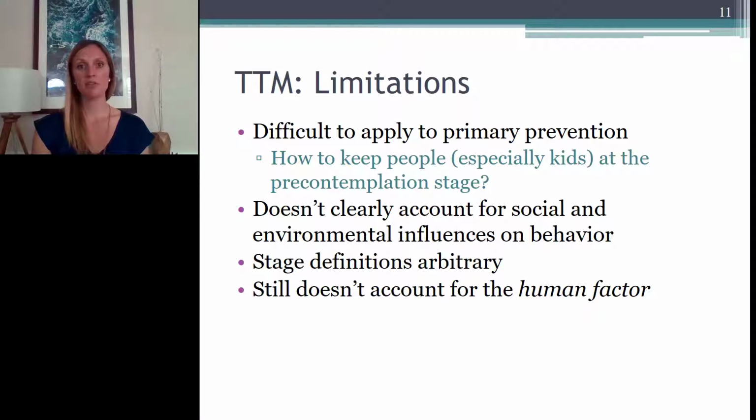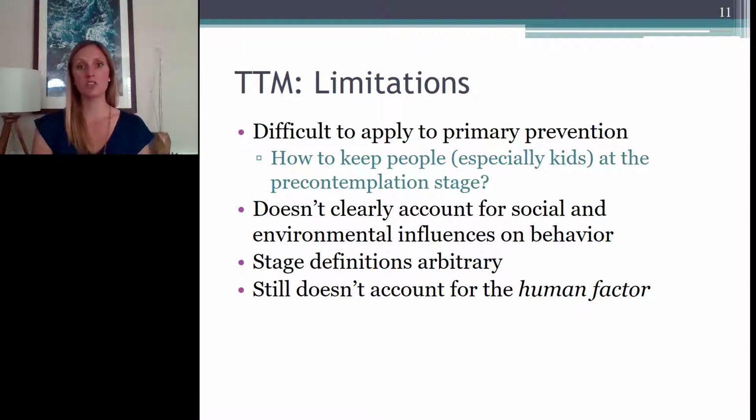Primary prevention is preventing somebody from getting sick or adopting an unhealthy behavior before it started. So the question is, how do we keep people at the pre-contemplation stage, or keep people from needing to make a behavior change? Another limitation of the TTM is that it doesn't clearly account for external influences on behavior. So it doesn't have a lot of guidance about what causes people to engage in unhealthy behavior, or to stay at certain stages.